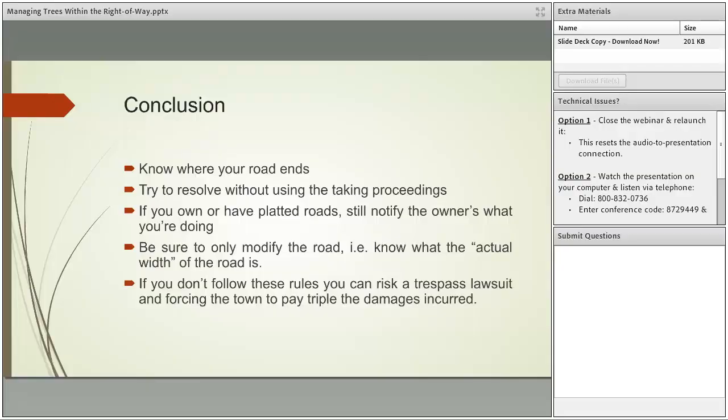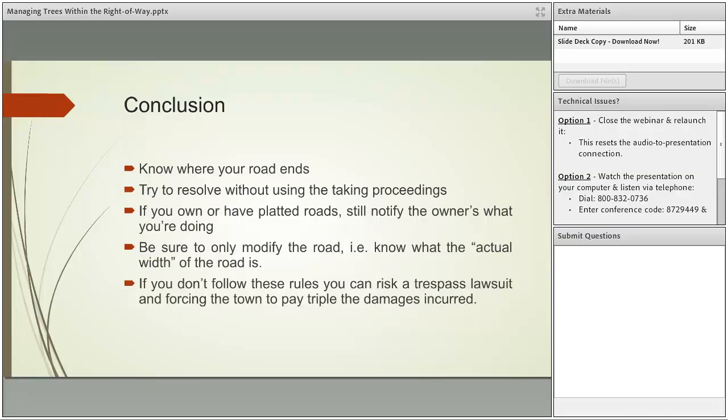So again, just real quick, even though the trees are within the right-of-way, the town doesn't own the right-of-way and all the materials within that right-of-way. It is the adjacent landowner who owns that, and so that's why a town would have to ask for permission in order to remove a tree.